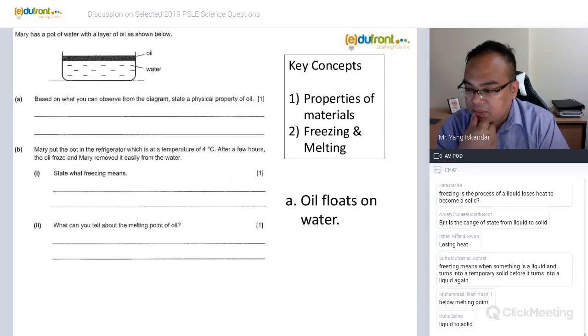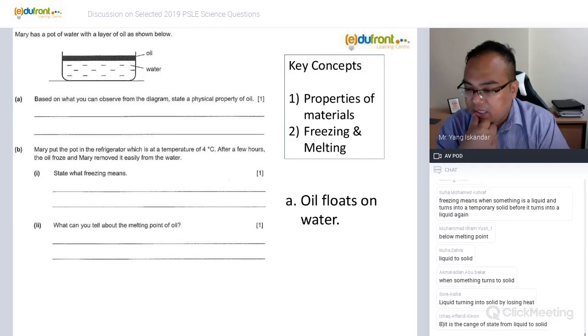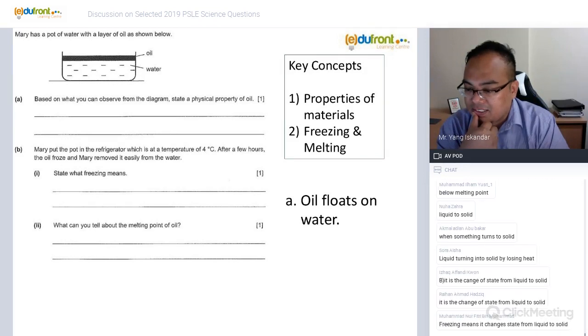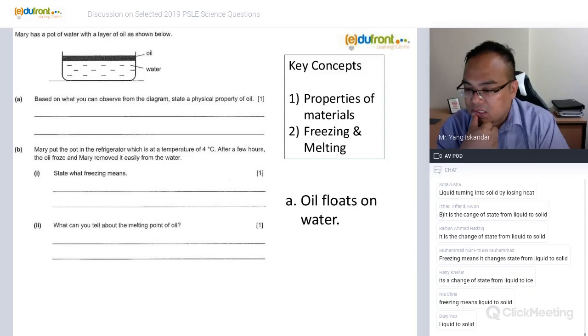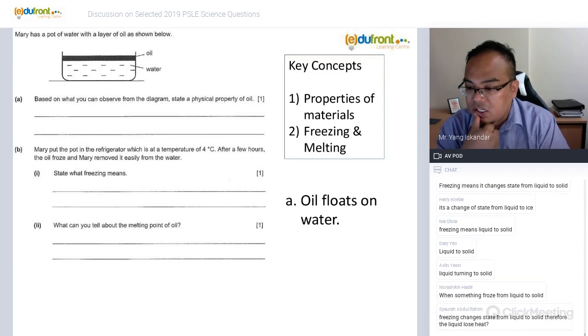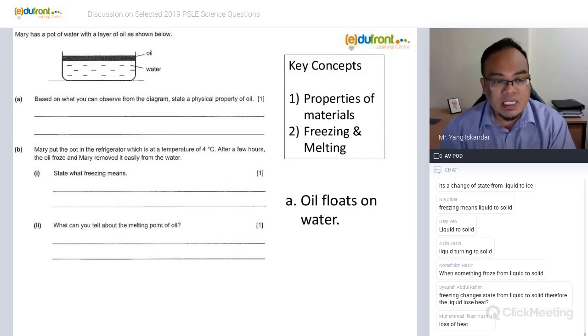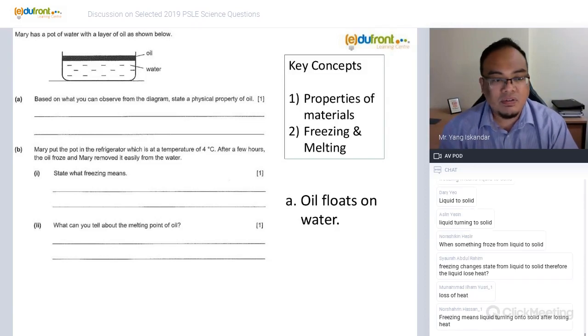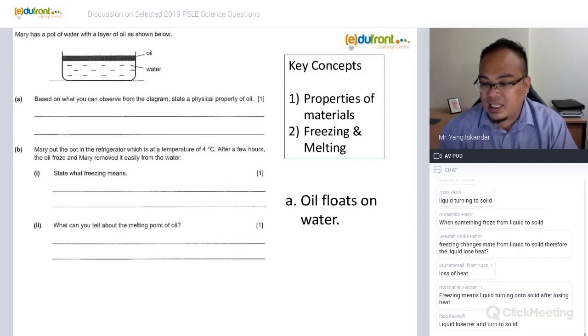Okay, so I see freezing means something is liquid and turns into solid by losing heat. Change of state from liquid to solid. Okay, if you say change of state from liquid to solid, basically freezing is a change of state from liquid state to a solid state. But many students will miss out the important point of heat transfer.